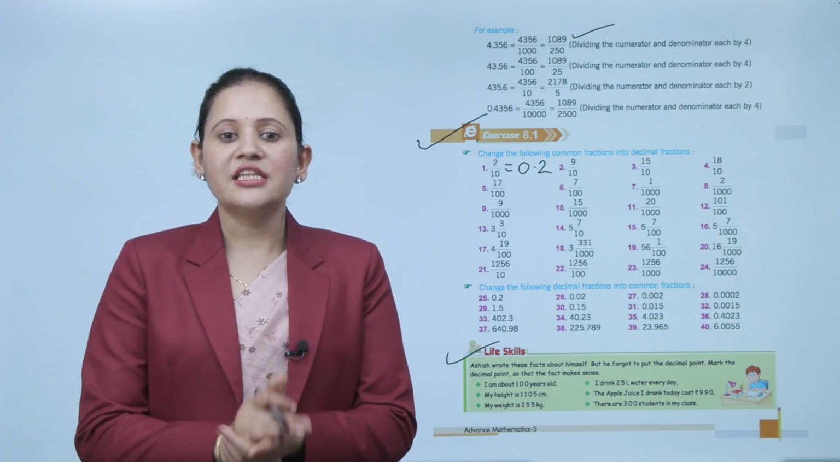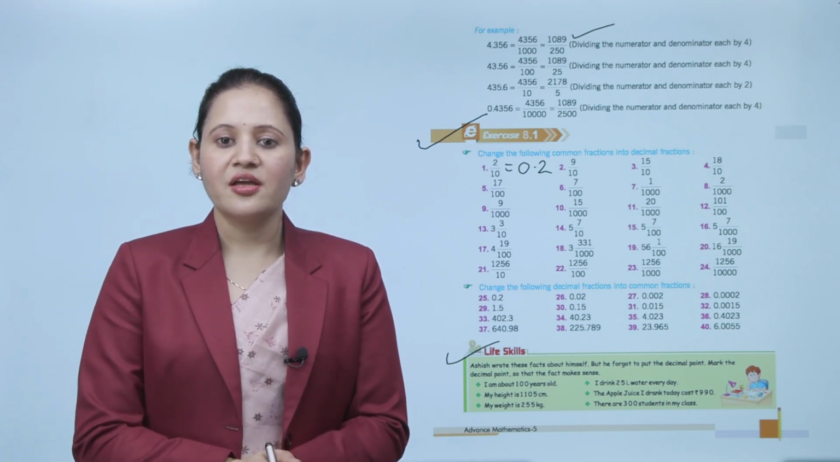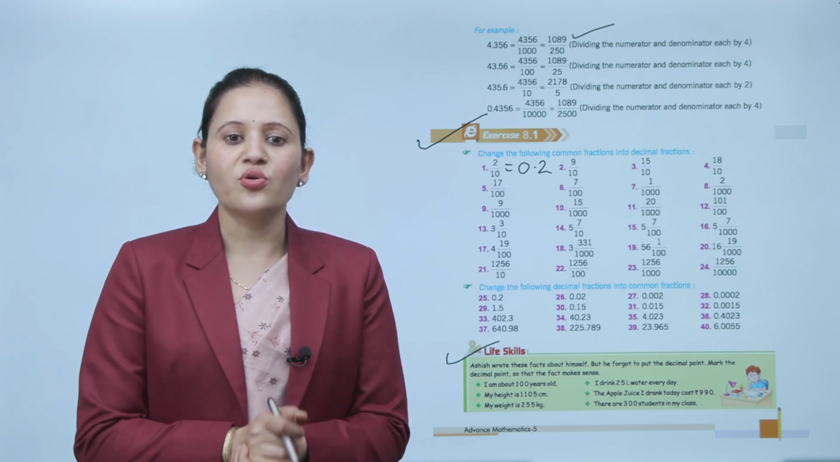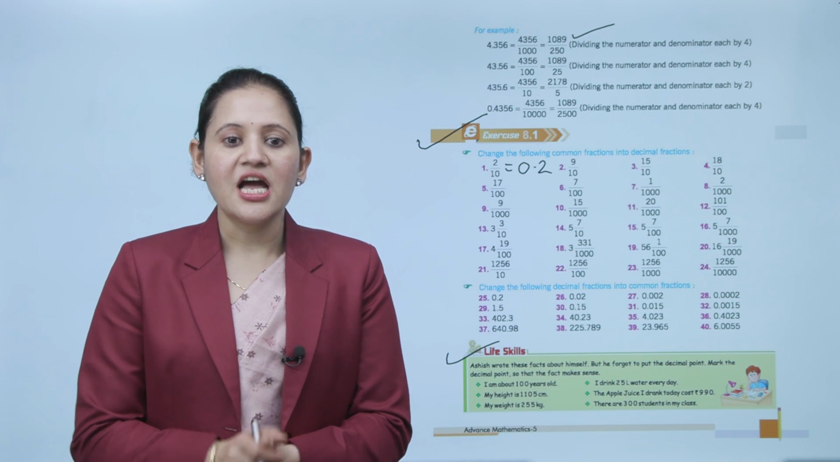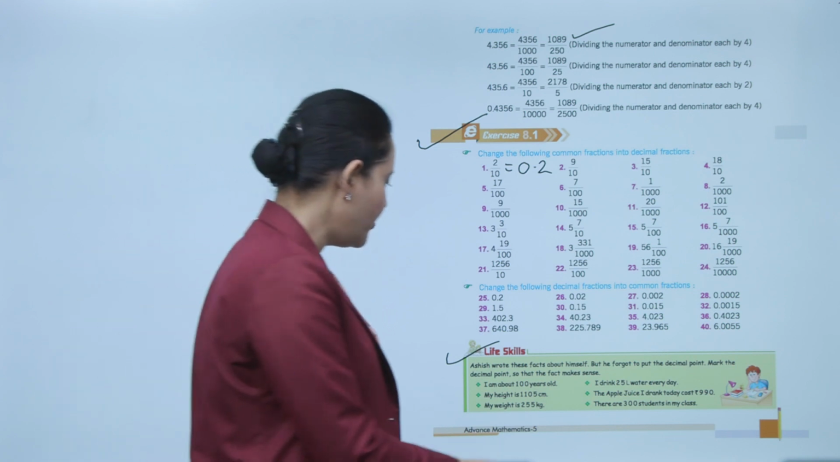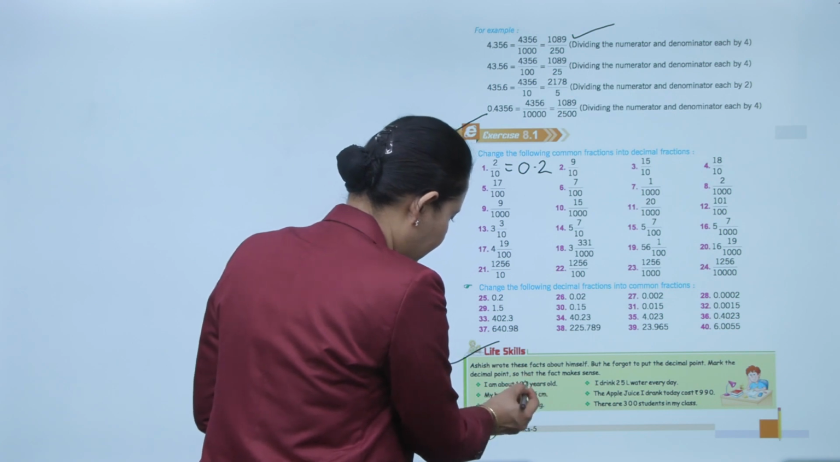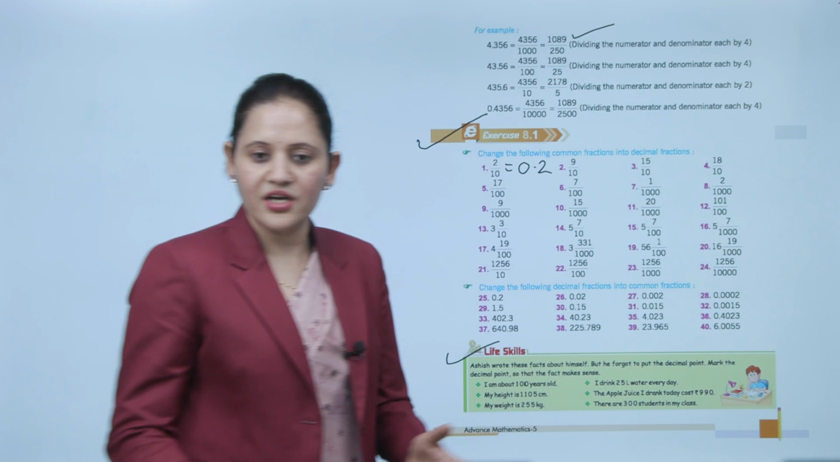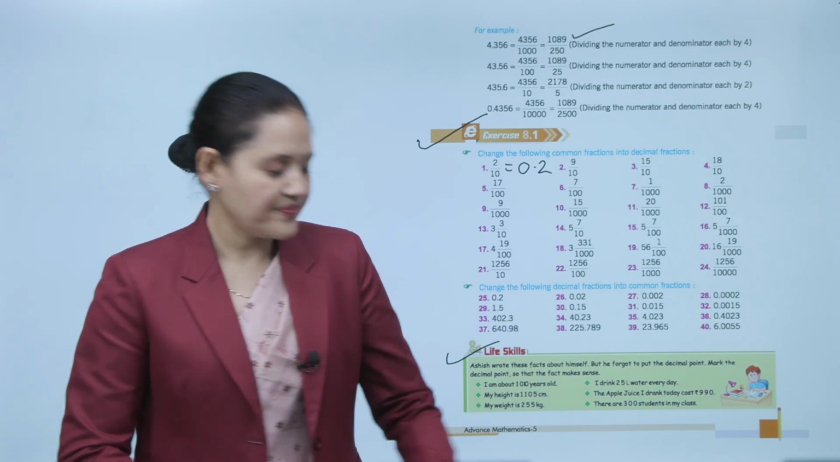Ashish wrote these facts about himself, but he forgot to put the decimal point. Mark the decimal point so that the fact makes sense. I am about 100 years. So, if I put the decimal here, I am about 10.0 years old. Like this, we can place the decimal.